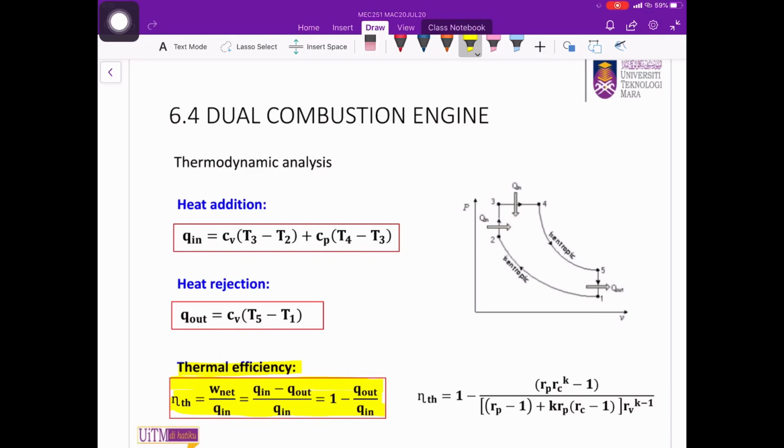For the thermal efficiency, we can determine it by using these formulas, or we may derive it to this expression.